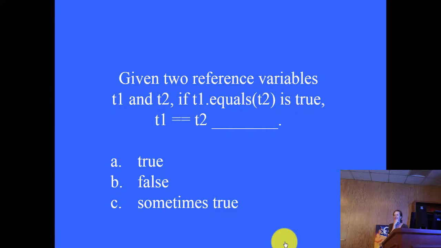Hey, this is actually related to the other one, but it is different. Okay. Given two reference variables T1 and T2, if T1.equals(T2) is true, T1 == T2? Well, you have A, B, or C.